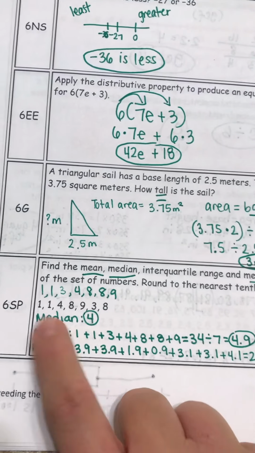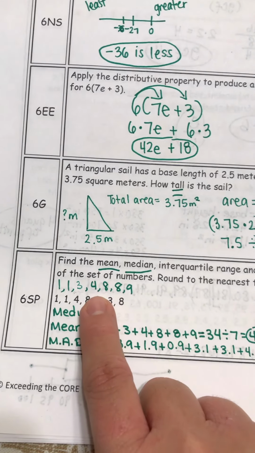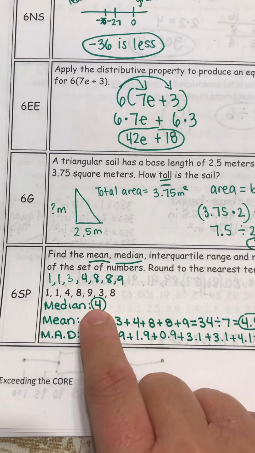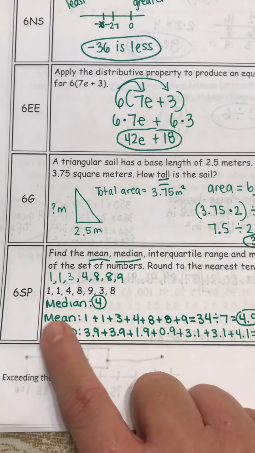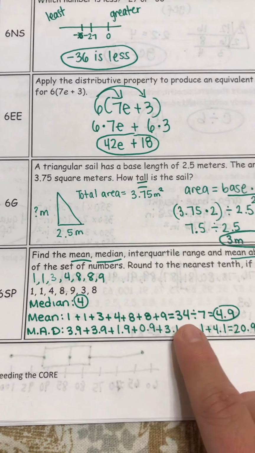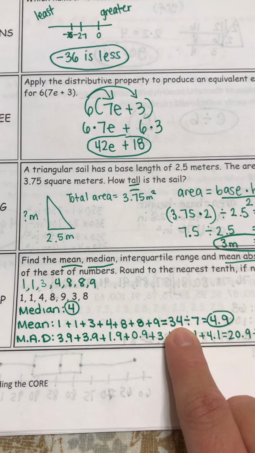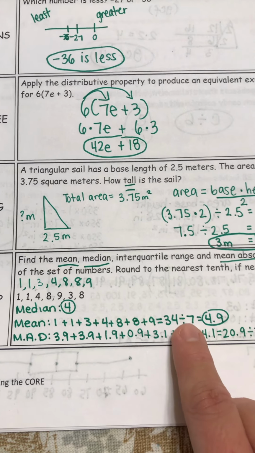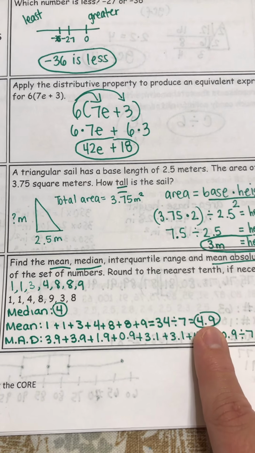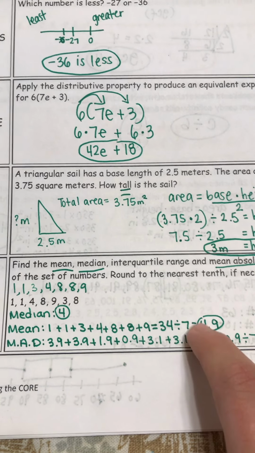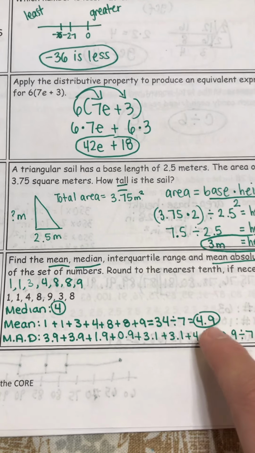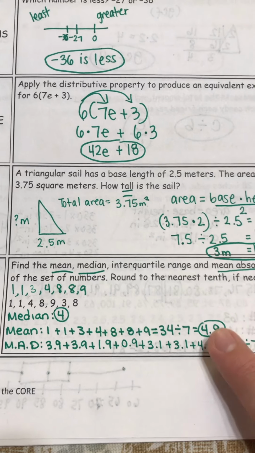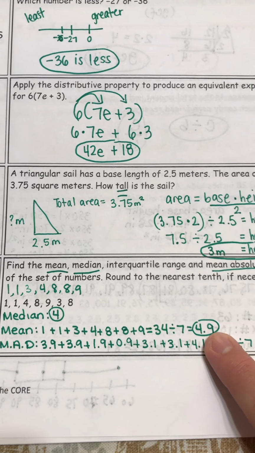So for median, you're just finding the middle number in the data set. There's actually an odd number of numbers in the data set, so 4 is the number that lands right in the middle. Median is 4. For the mean, we need to add all numbers in the data set, which comes out to 34. Then we need to divide by how many numbers we have. 34 divided by 7, we received 4.9, which is the rounded version. I think it came out to like 4.85 or something like that, but it rounds to the nearest tenth, which is 4.9.